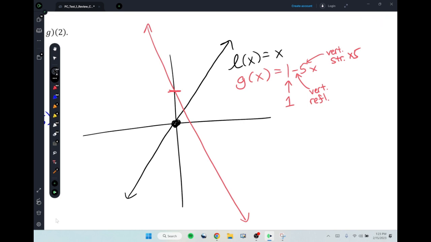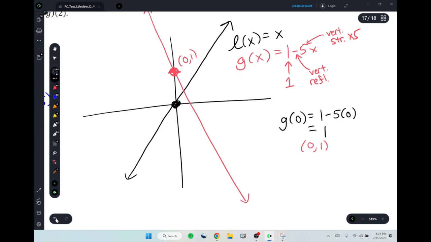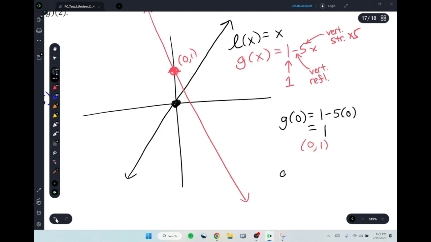Pick a random point, even if it's an easy one. What number is the easy one to plot? Sure. What's g of 0? 1 minus 5 times 0 is 1. Does that point look like the point 0, 1? Sure thing. It does to me. All right, pick one more point, and then we're done with the graphing.